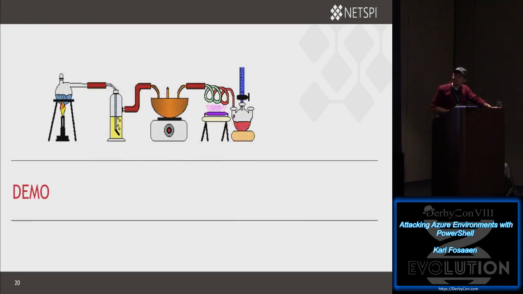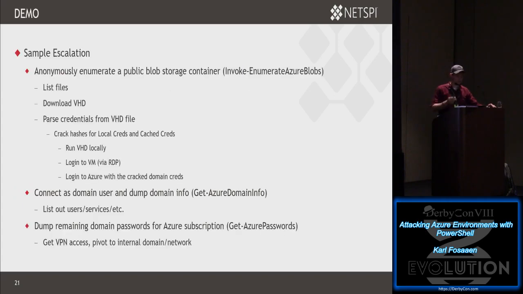So, quick demo here. I think we got about 5 left, right? About 5? Okay. So this is a sample escalation that comes out of a couple of different things that I've seen in the actual live environments I've worked with.